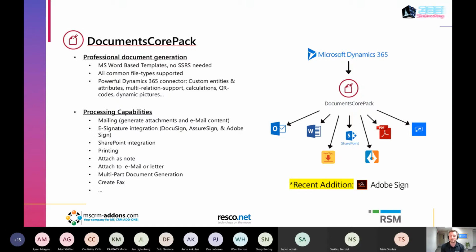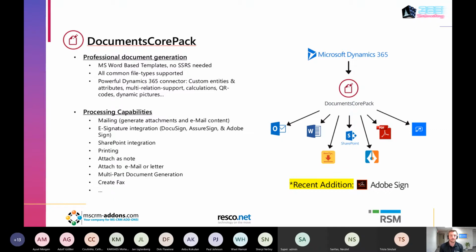We also integrate with SharePoint, so you can set it to save documents directly to SharePoint. You can print, attach as a note, and generate multi-part documents, which is a very cool feature for proposals or contracts. So you don't have to select a single template. You can select multiple templates and concatenate them into one and send them as an email, PDF, docx, HTML, or text. It's a non-vertical solution, so we see it applied in many different use cases.